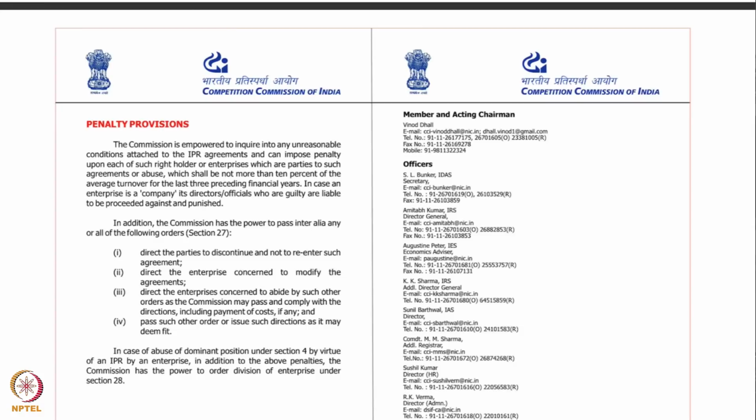Now the penalty could be 10% of the average turnover of the entity over the last 3 years, and it could also make the people liable if it's an enterprise, if it's a company. Now, in addition, the Commission has the power to pass orders directing the parties to discontinue and not to re-enter such agreements, direct the enterprise concerned to modify the agreements, direct the enterprises concerned to abide by such other orders which it may pass to remedy the situation.